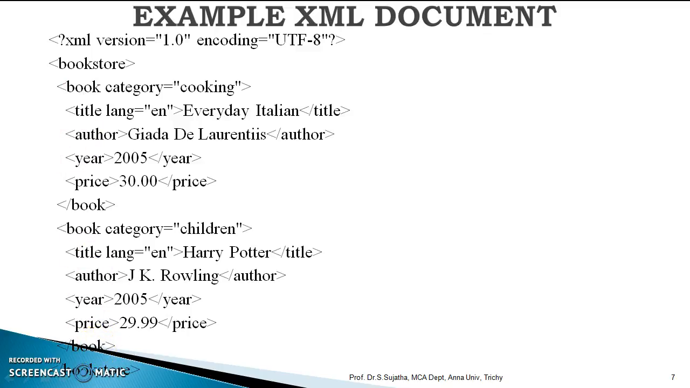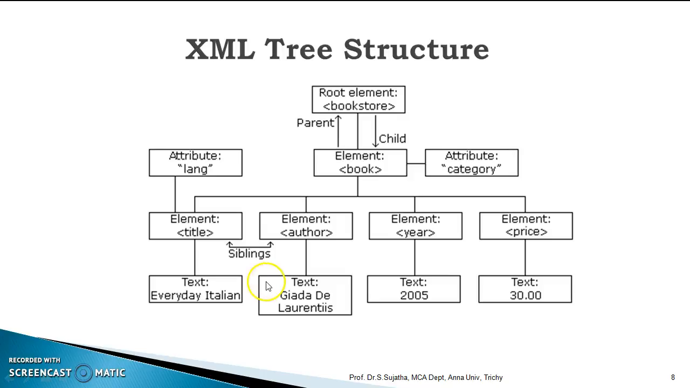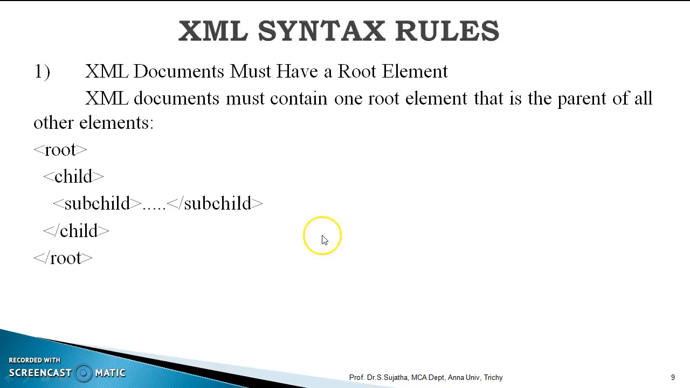This is the example of the XML document. XML structure, root element the bookstore. This is the parent for the child book, an attribute. Title, author, year, these are the siblings for each other. And the element title is having the text or a value as Everyday Italian. 2005, 30, these are the values for the elements or the siblings.